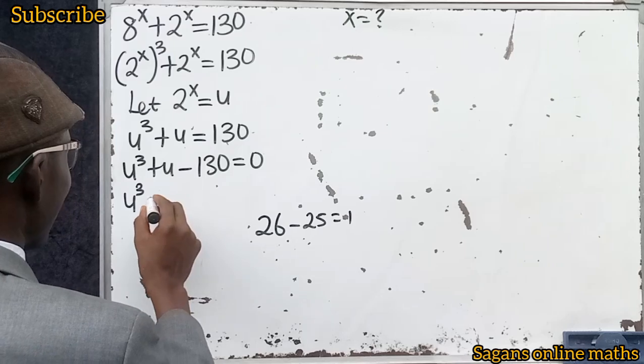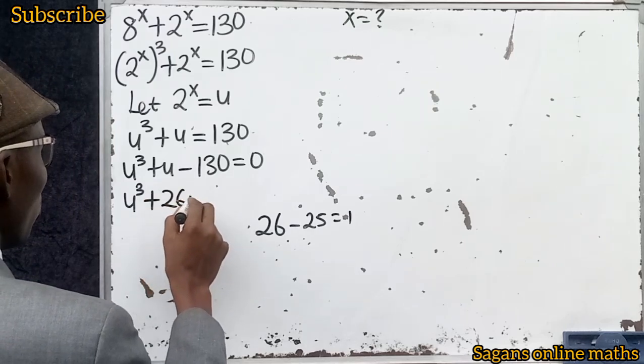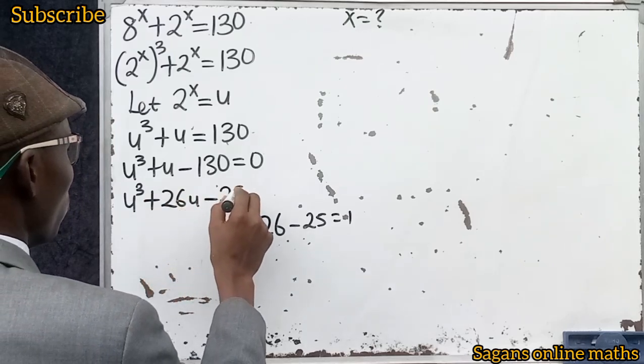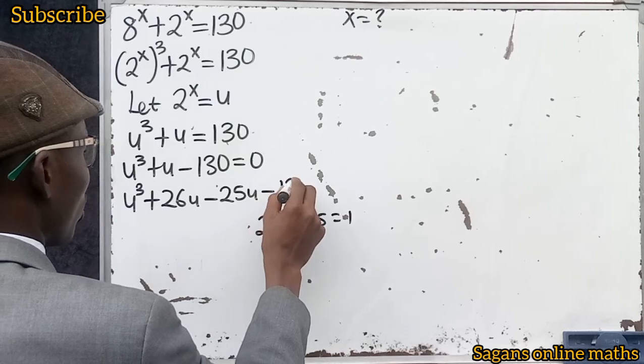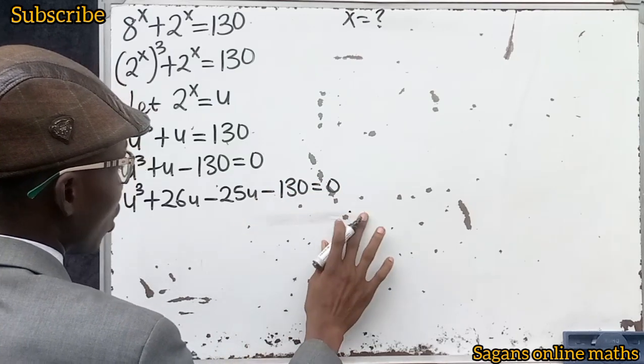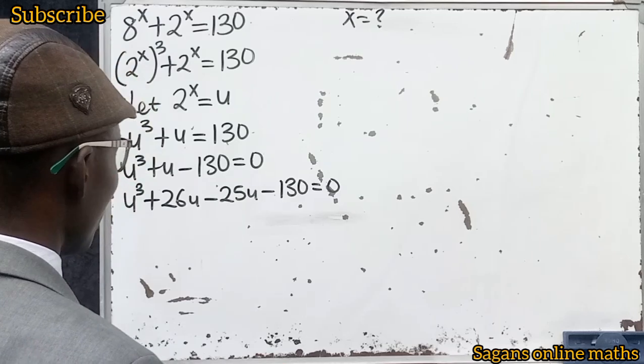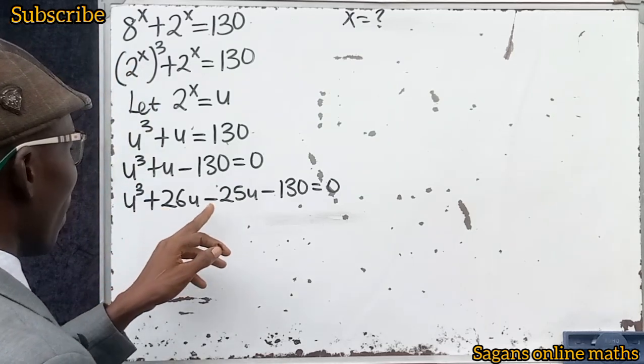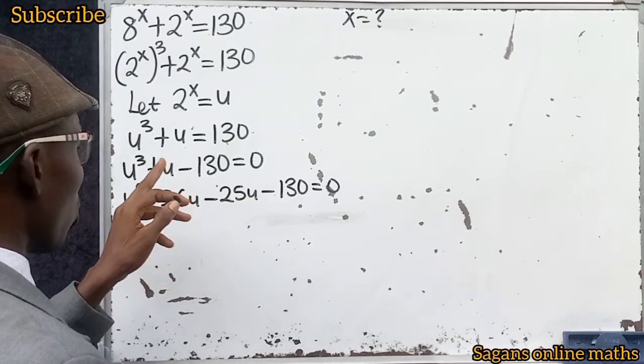So you are not wrong to write this as plus 26u minus 25u minus 130 equals 0. So you can remove this from here quickly. This is amazing because there's nothing changed, because 26u minus 25u is equal to u.